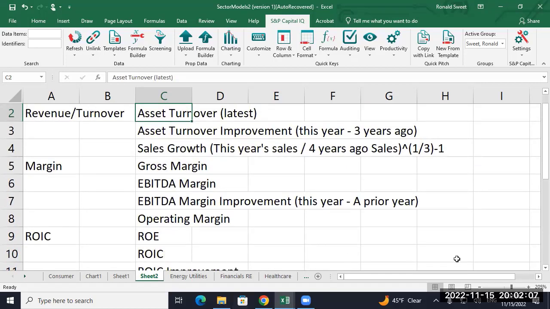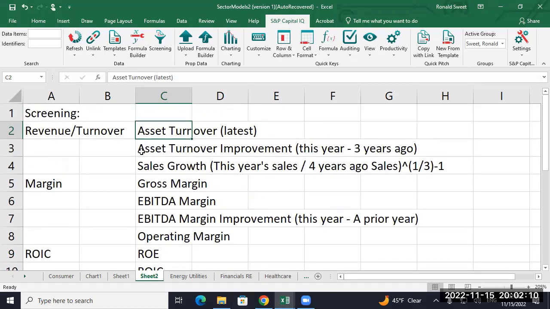Right, so sorry we don't have Capital IQ. I'm going to have to ask Capital IQ why we keep getting that error message.